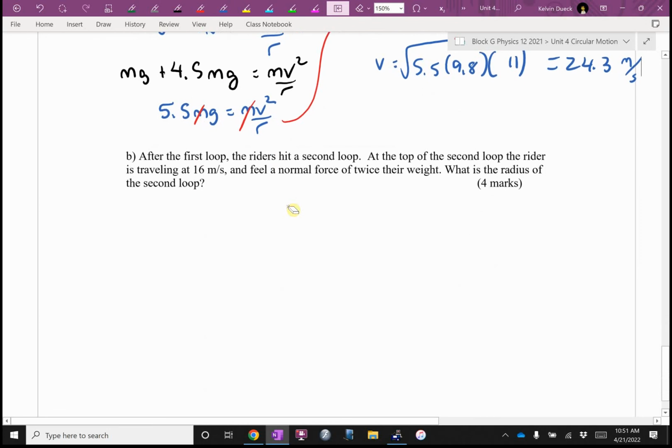After the first loop, the riders hit a second loop. Assume they're still alive. At the top of the second loop, the rider is traveling at 16 meters per second and they feel a normal force of twice their weight. What's the radius of the second loop? So I think it's going to be a really, really similar free body diagram in that I still think we're going to have gravity down and normal force down. I still think both are winning. I think it's going to be winner plus winner equals m, you know what? v squared over r, because they gave me a speed. I don't know the normal force. Yeah, I do. Twice their weight.